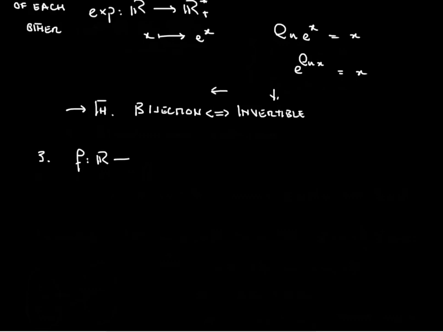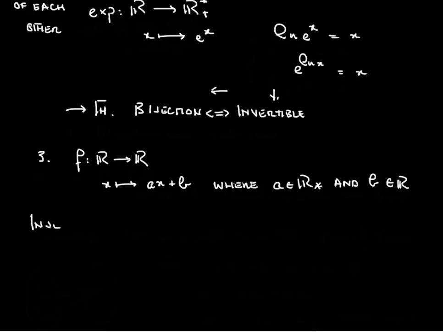For our third example, let's go over a function, and we're going to prove that it is both a surjection and an injection. So we'll start with f from R to R, and we're going to send x to a times x plus b, where a is a non-zero real number and b is a real number. So we'll start with injection. We need to prove that f is an injective function.